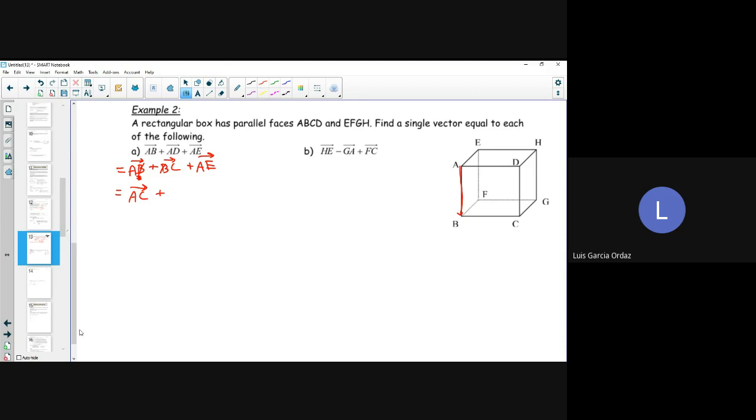Plus, now we need a vector that's equivalent to vector AE, but its tail starts at vertex C. Who can tell me what is an equivalent vector to vector AE that starts at the vertex C? Thank you, Mohammed. CG. So this is vector AE right here. This is the same thing as saying vector CG. And our C's cancel out. This is equal to vector AG. So vector AB plus vector AD plus vector AE is the same thing as saying vector AG.